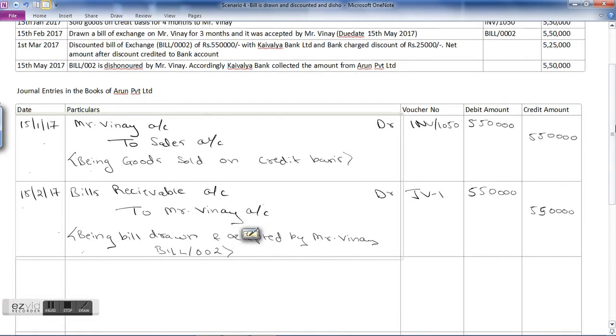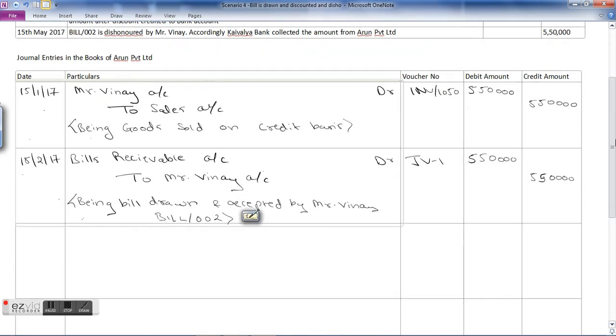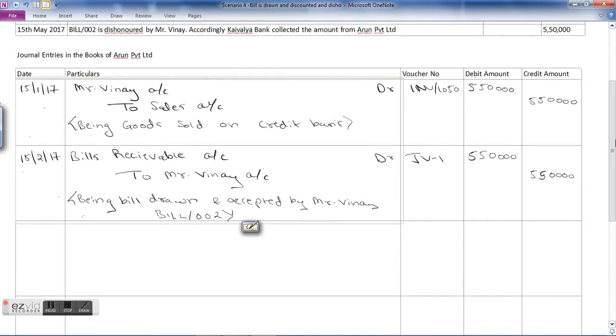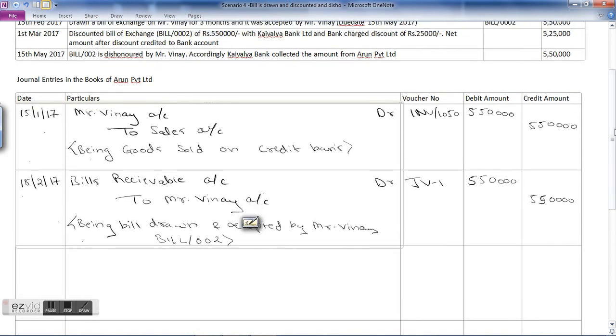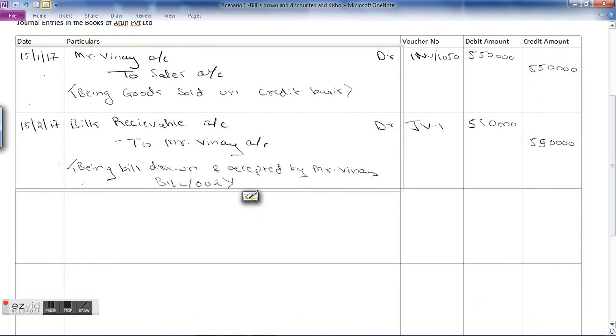Now the third entry. 1st March 2017, discounted bill of exchange, bill 0002 of 5,50,000 with Kaivalya Bank, and the bank charged a discount of 25,000. Net amount after discount credited to bank account. Now we have discounted the bill of exchange. What has the bank done? Discounting means the bank has given us a loan of 5,25,000, and it has charged a discount of 25,000 against the bills receivable of 5,50,000. So we'll be posting the entry on 1st March 2017.